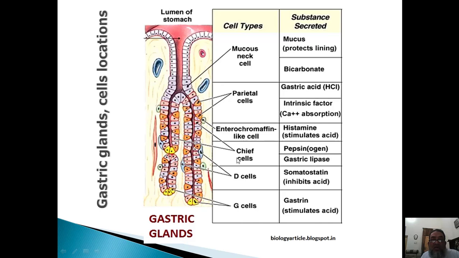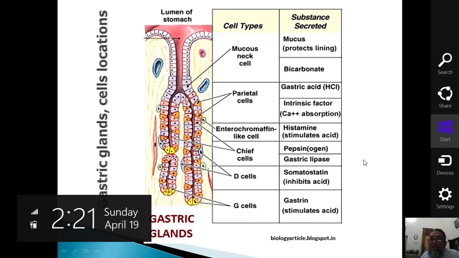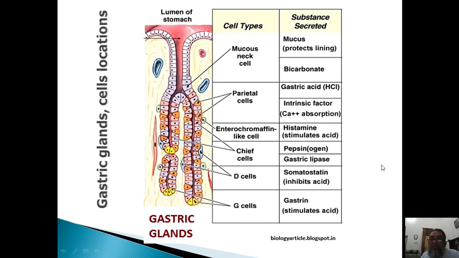Now, what about the chief cell? Chief cells are protein synthesizing cells and they are located within the body and also close to the base, all around. These are the cells which secrete pepsin and gastric lipase, two enzymes, pepsin and gastric lipase, secreted by the chief cell, and these cells are highly basophilic in staining. These cells are highly basophilic because they are protein synthesizing cells.